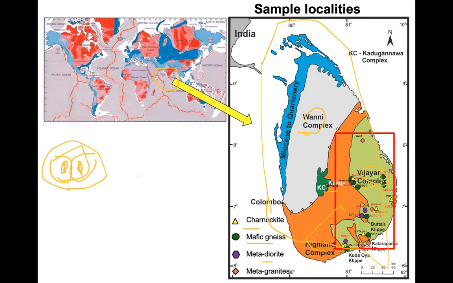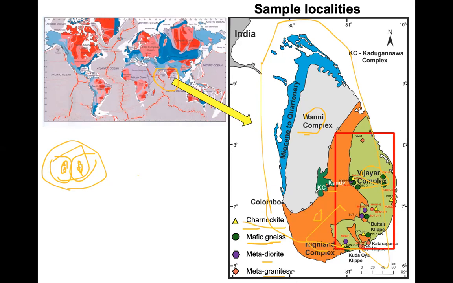Diorite, right? Likewise, there are so many types of rocks. And in this highland complex, you have some other different types of rocks. Of course, charnockites are there. Mafic gneisses are also there. In addition, you have some rocks called khondalite.